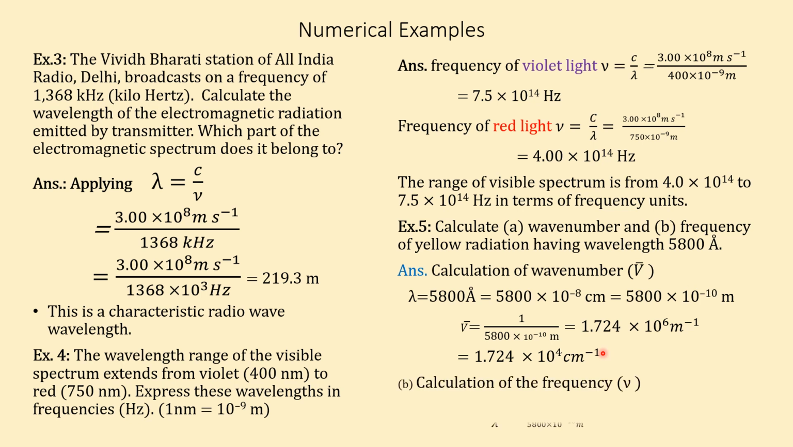Next we will calculate the frequency nu. Nu is given by the formula nu is equal to c by lambda. The velocity of light, c, has the value 3.00 into 10 to the power of 8 meters per second, divided by 5800 into 10 to the power of minus 10 meters, that is the value we have calculated. That is equal to 5.172 into 10 to the power of 14 cycles per second, that is Hertz.